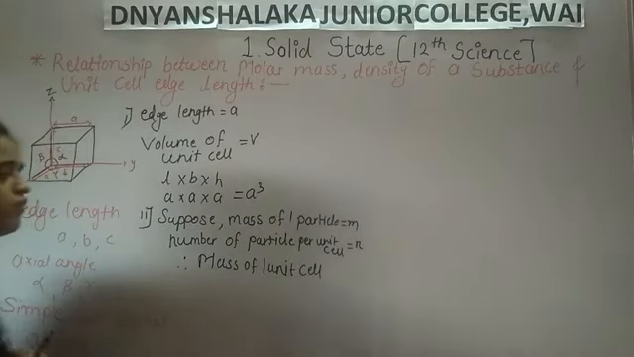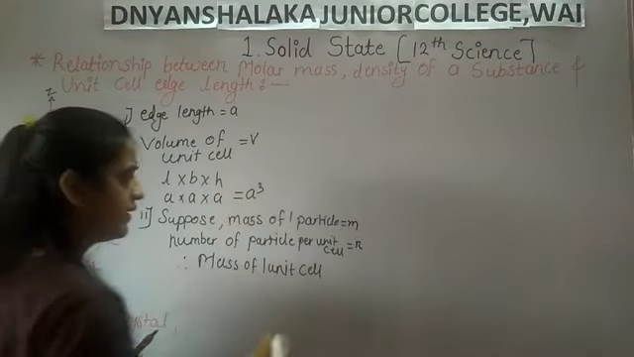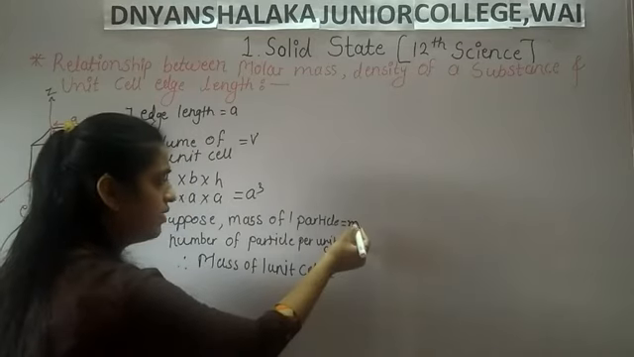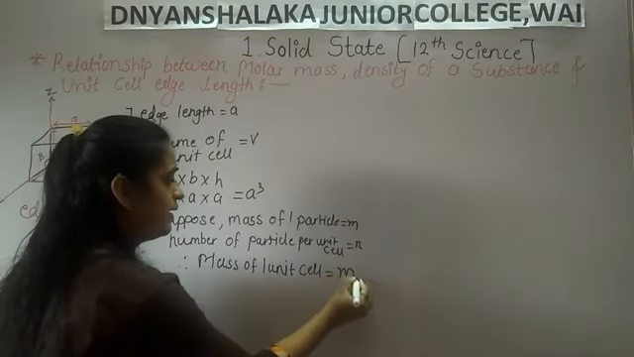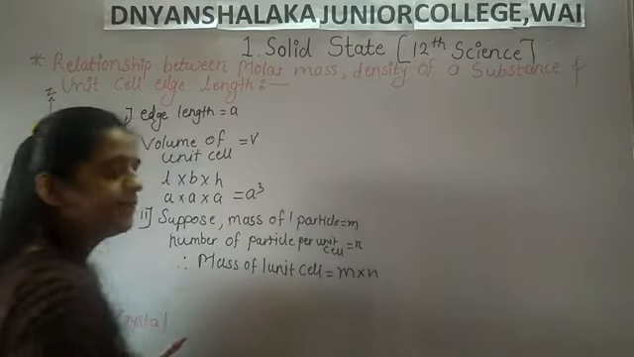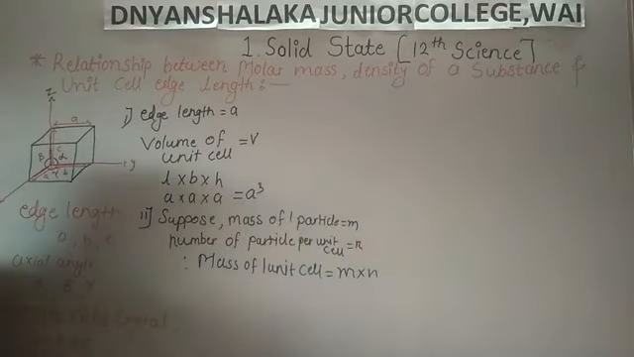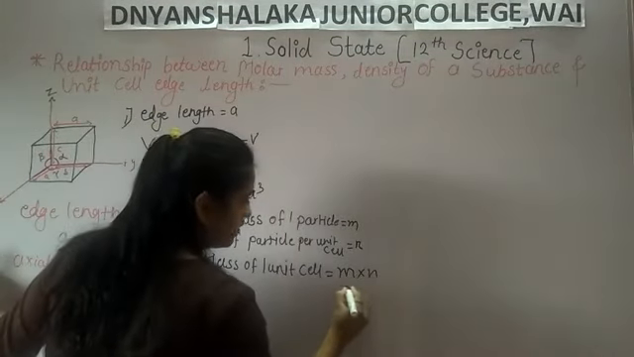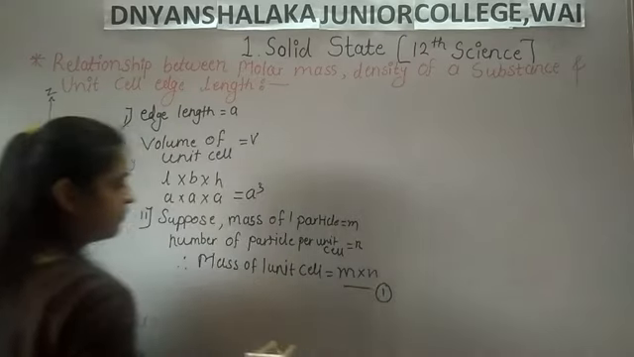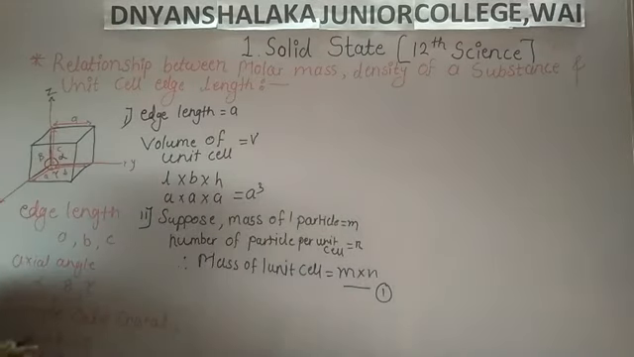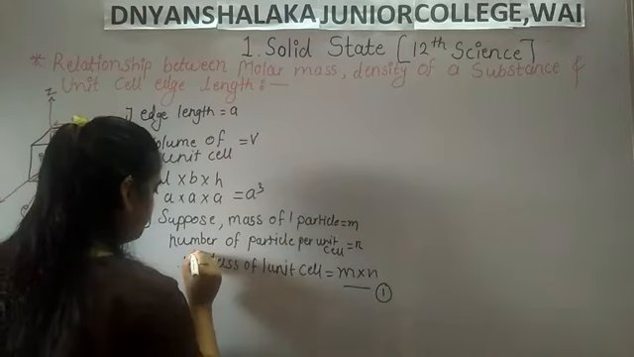The mass of one unit cell is calculated from the mass of one particle, m, and the number of particles, n, by multiplying small m into n. We consider this the first formula, the mass of one unit cell.